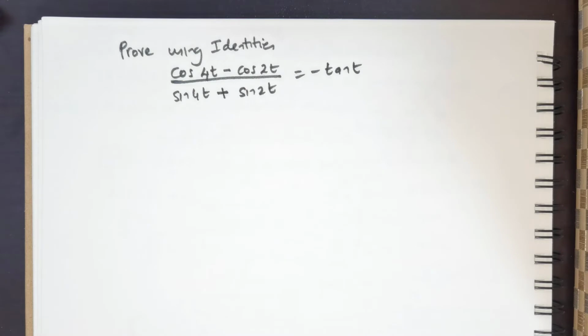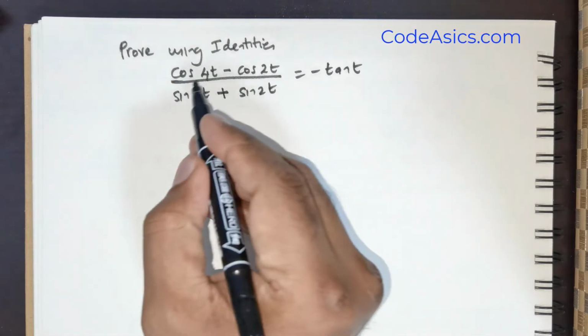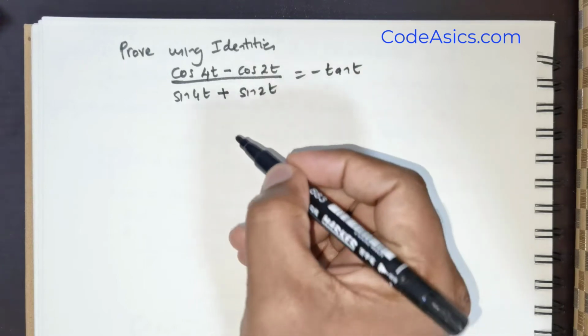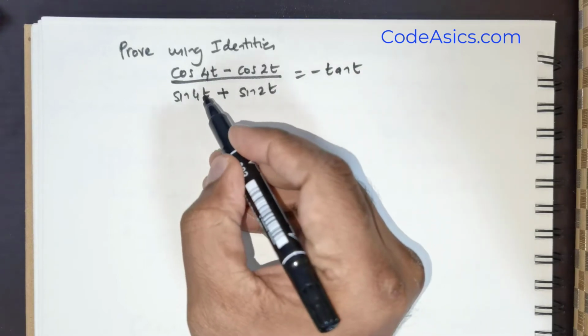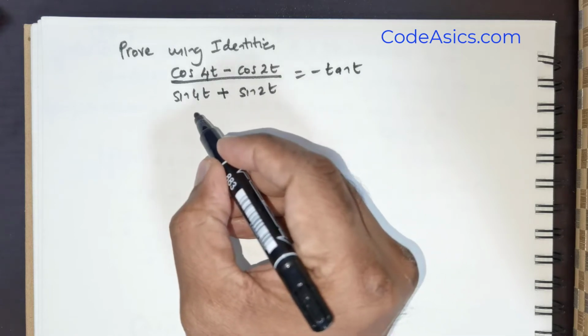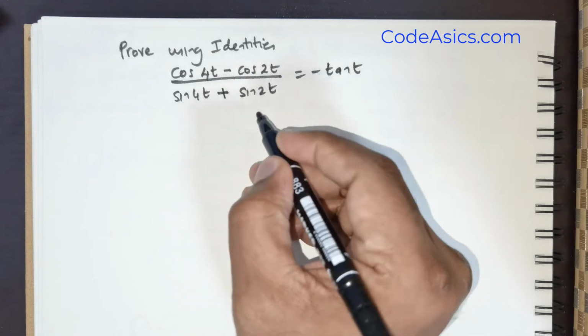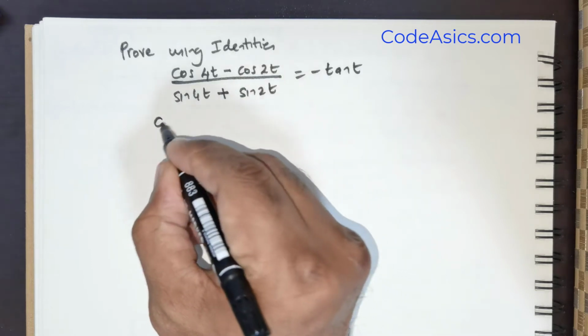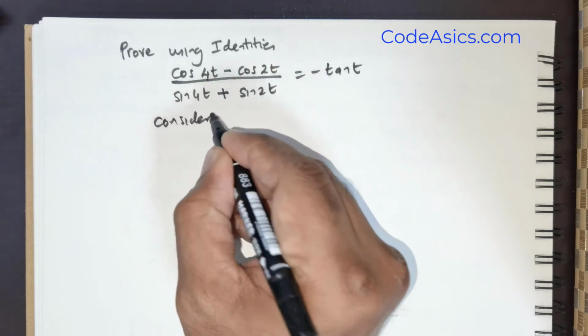Students, we've been given this question and we are expected to prove this using the identities that we have studied. Now, in the numerator, we've got cos 4t minus cos 2t. In the denominator, we've got sin 4t plus sin 2t. So, having got this information, I will start off by stating this.